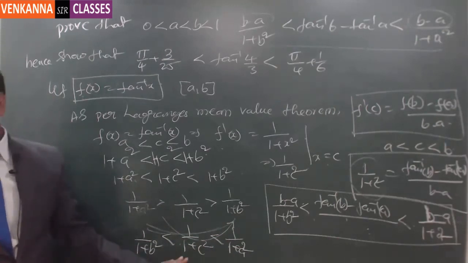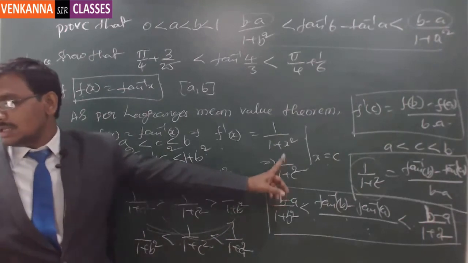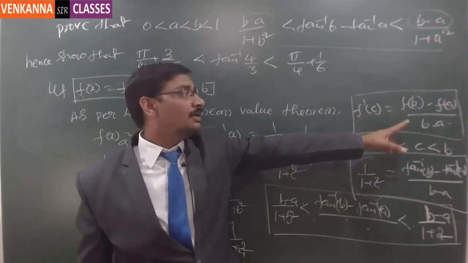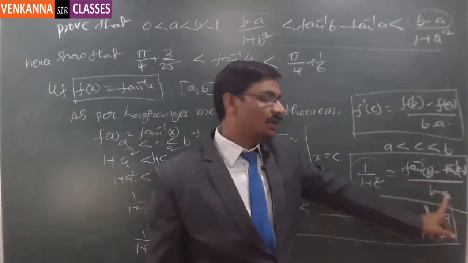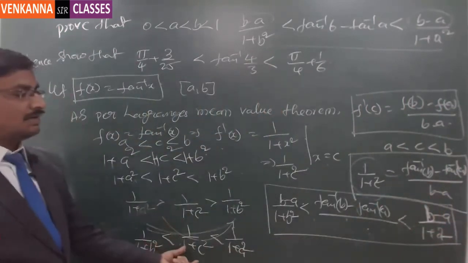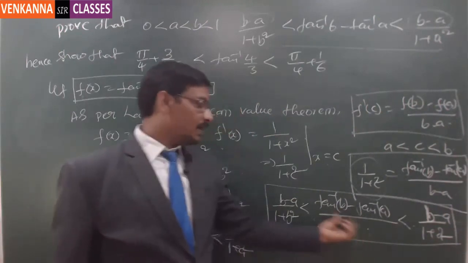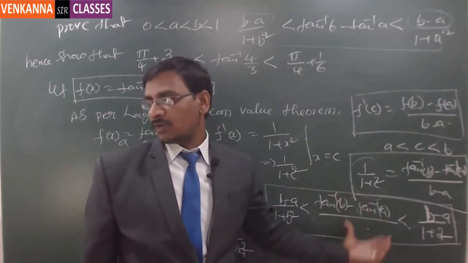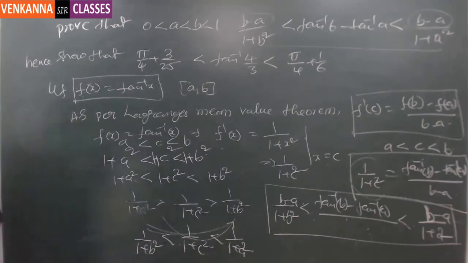Now once you got this, then what you can replace is 1 by 1 plus c square. This value, as per Lagrange's mean value theorem, is f of b minus f of a by b minus a. That is nothing but tan inverse of b minus tan inverse a by b minus a. I can bring it straight away at this location. And then once I got b minus a at this location, I will take it to both sides, so that my required condition is met. Got it? Any questions?